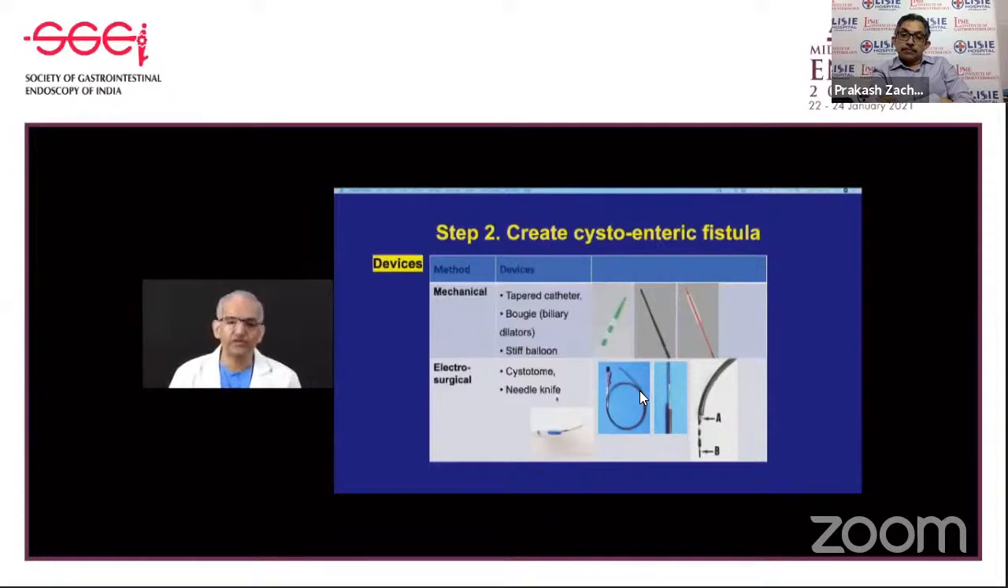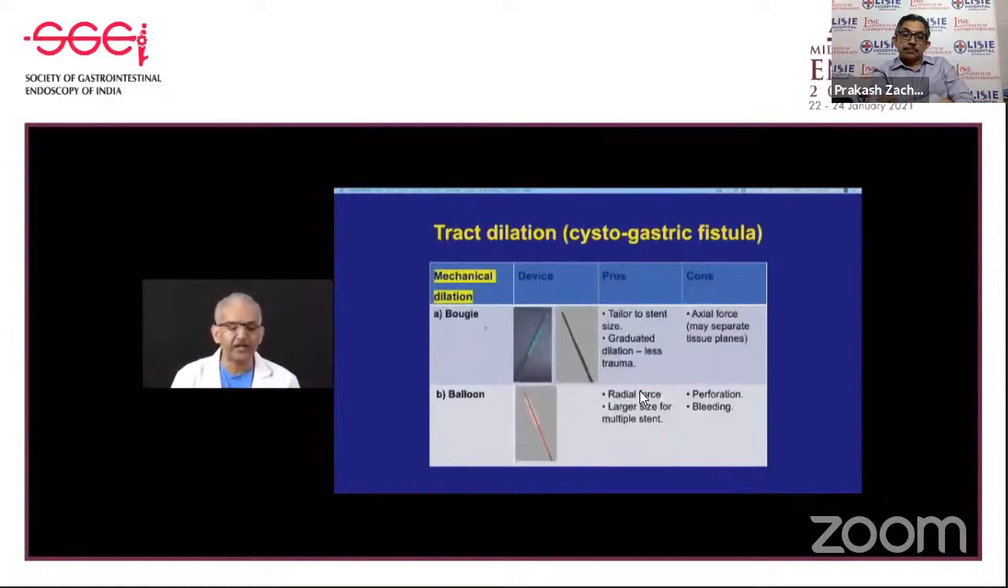And some people use a needle knife, but again this is fraught with danger. As you can see, the needle knife can go in a different direction compared to where the guide wire is. So you can go tangentially and cause dissection of the wall and cause even bleeding of vessels which are not visible. Staying with the mechanical dilation, we can either use bougie and balloon.